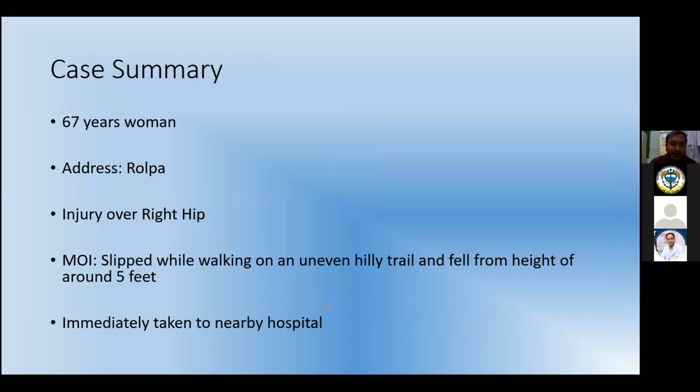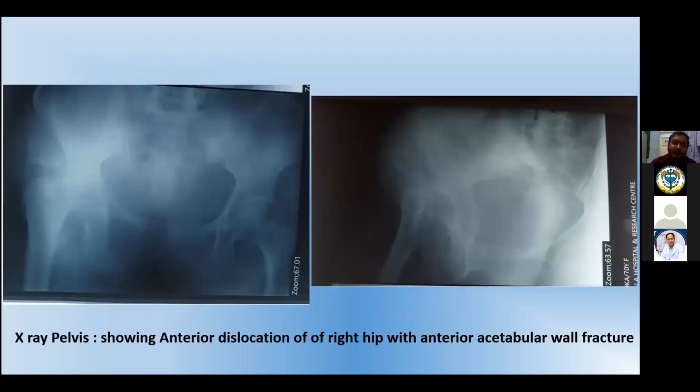Let us discuss a case of a 67 year old woman from Rolpa who sustained an injury over the right hip when she slipped while walking on an uneven hilly trail and fell from a height of around 5 feet. She was immediately taken to the nearby hospital where an X-ray of the pelvis was performed, which showed anterior dislocation of the right hip with fracture of the anterior acetabular wall and fracture involving the anterior superior part of the right ilium.